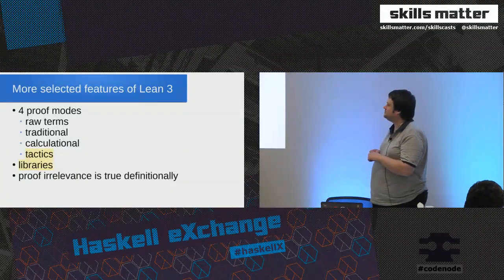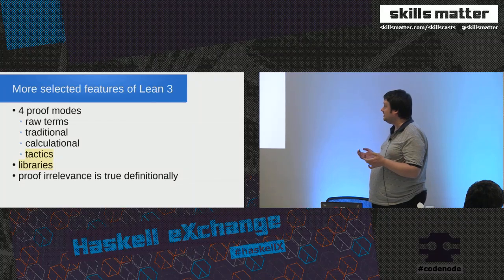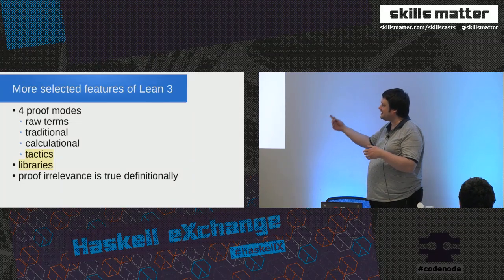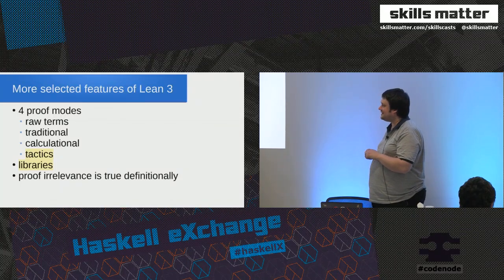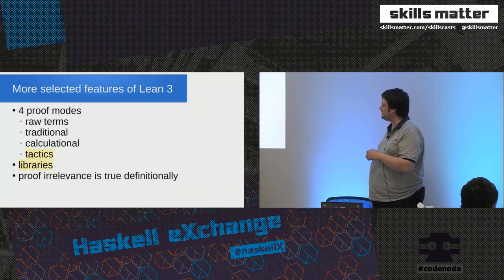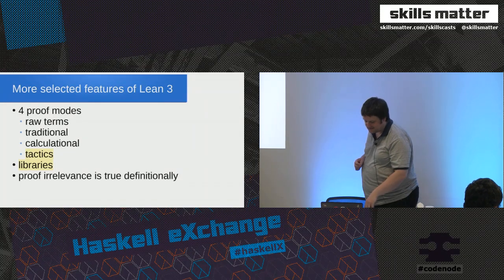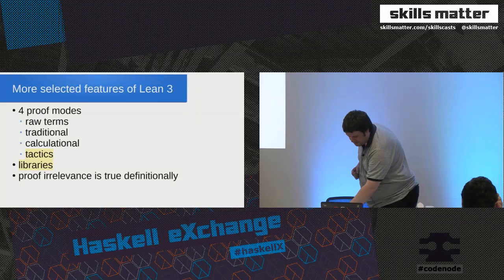It has editor support for Emacs and VS Code, and I'm going to show you with Emacs. It has four ways of writing proofs. You can write proofs using raw terms, which is basically like writing Haskell code, or in a traditional proof style, like mathematicians might use, or a calculational style, where you say x equals y equals z, therefore x equals z, and a tactic style, which is the most powerful because it allows you to use the full automation power of Lean and write your own tactics. It also has some libraries which might contain things you wanted to prove that are already proved.